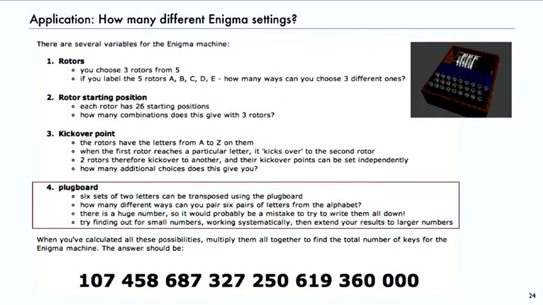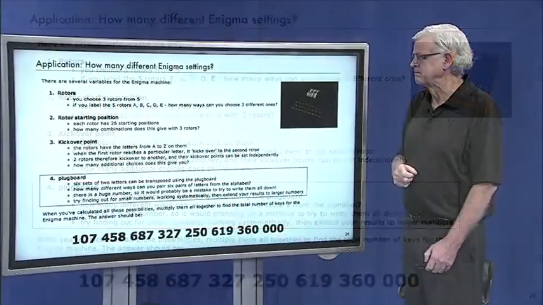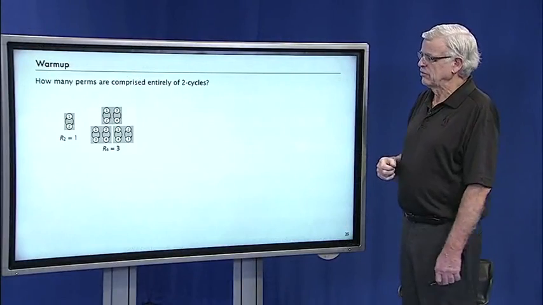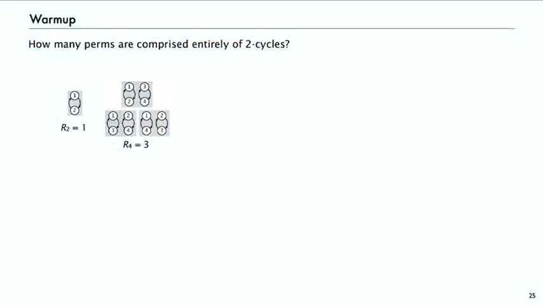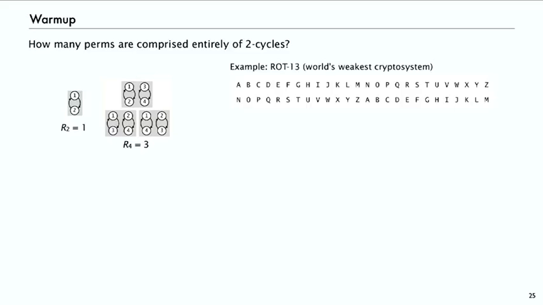And there's the very famous story about the cryptanalysis of the Enigma involving Alan Turing and so forth. If you don't know that story, it's definitely worthwhile to look it up and read about it. So as a warm-up, let's take a look at the number of permutations that are composed entirely of 2 cycles. So there's only one permutation of size 2 that's all 2 cycles. There's 3 different ones of size 3 that are all 2 cycles and so forth.